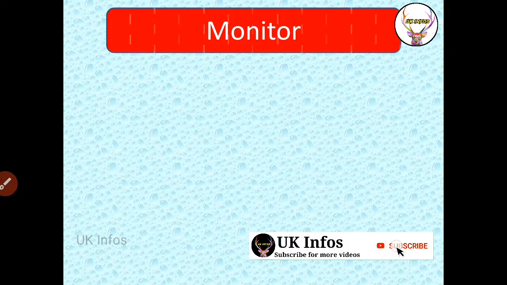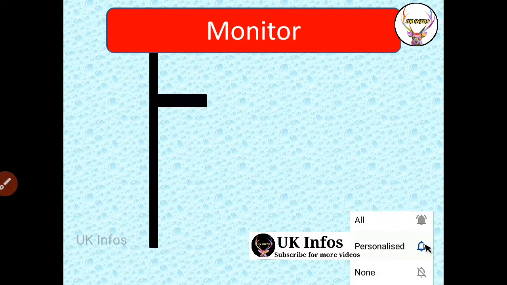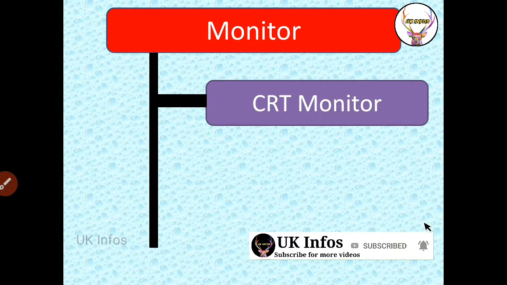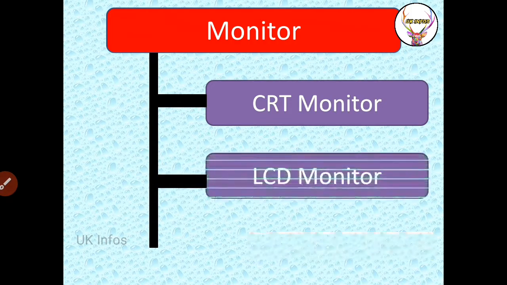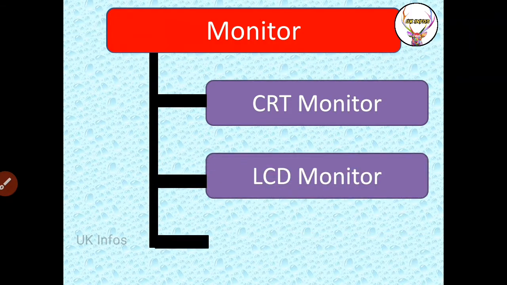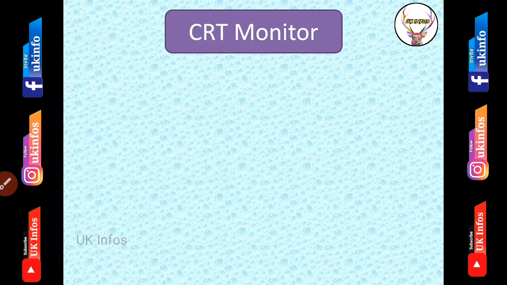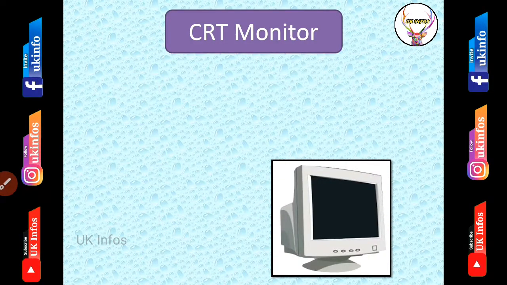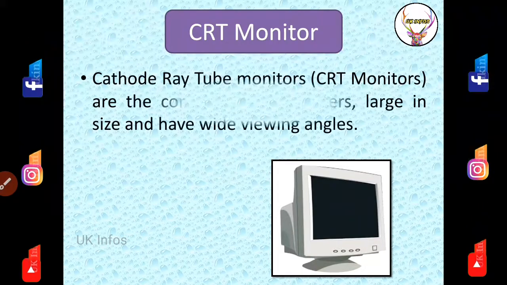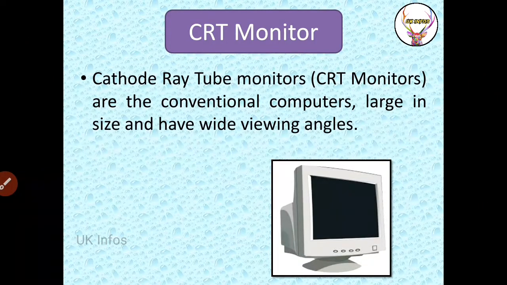Let's see the types of monitor. There are three types. The first one is CRT monitor, LCD monitor, and LED monitor. What is a CRT monitor? This is a CRT monitor. CRT stands for cathode ray tube. CRT monitors are the conventional computer monitors, large in size and with wide viewing angles.